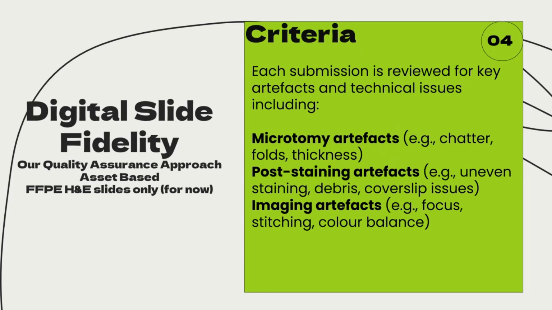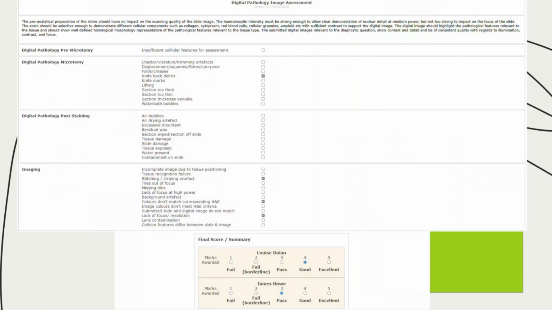So each submission is reviewed for key artifacts and technical issues. So we do look at microtomy artifacts and poor staining artifacts that are going to affect the digitisation. And then we do look at imaging artifacts as well. So I can show you what our criteria looks like. So you can see we do look at a lot of pre-analytics. And what we'll do, our assessors will look at the slide, they'll look at the image. And before they've started considering the score, they're just going to tick what they see. So if they see folds and creases, they're going to tick folds and creases. If they see a bit of displacement, they'll tick displacement. If they see stitching and striping artifact, it'll be tick, tick, tick.